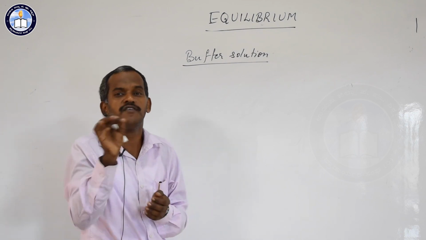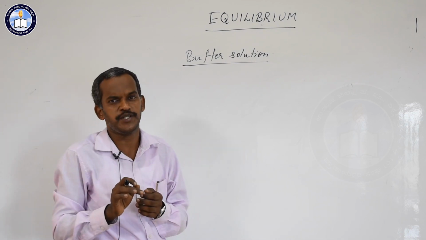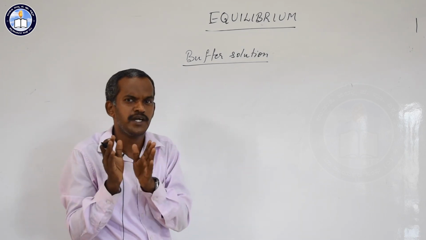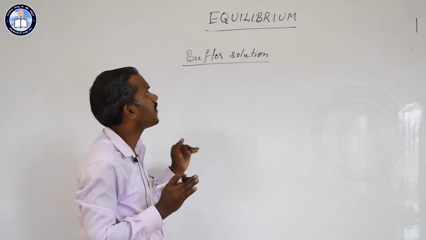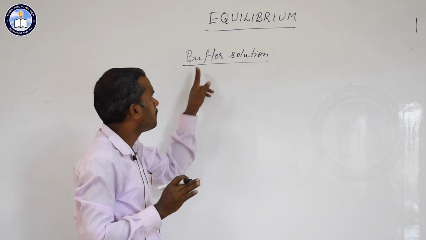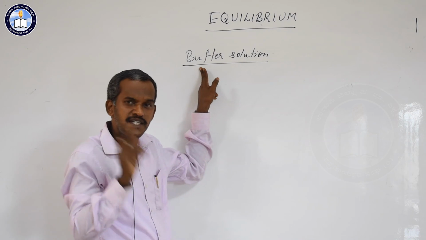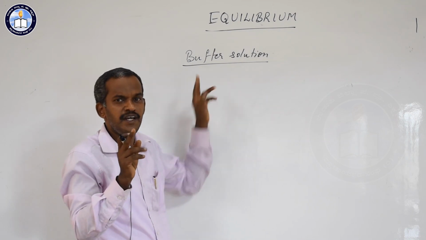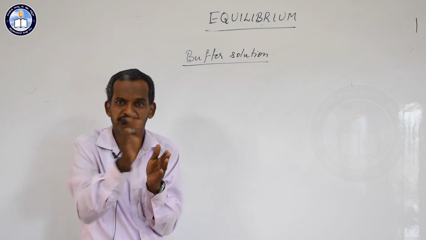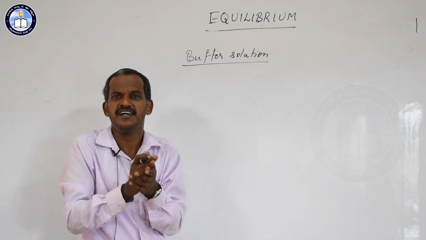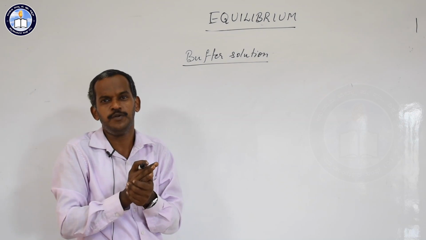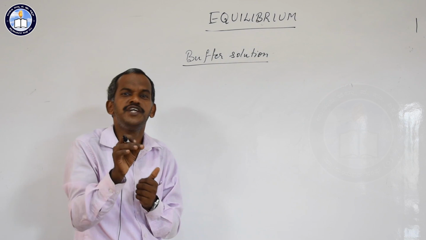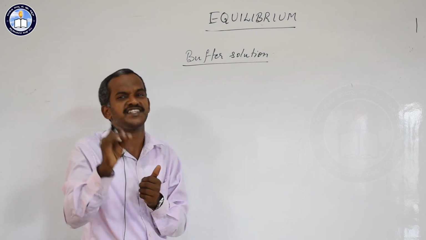Okay, so how will it retain the constant value of pH? That mechanism is there, but first try to understand what a buffer solution is and what the different types of buffers are. A buffer solution is a solution, simple definition, which can resist the change in the pH value on dilution or the addition of a small amount of acid or alkali.